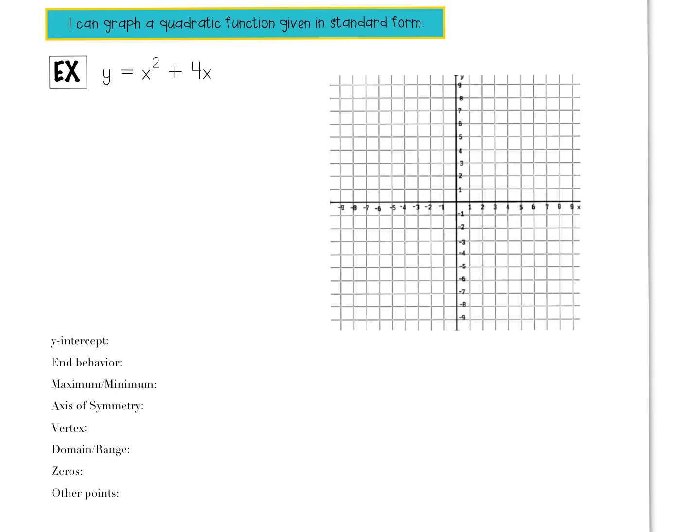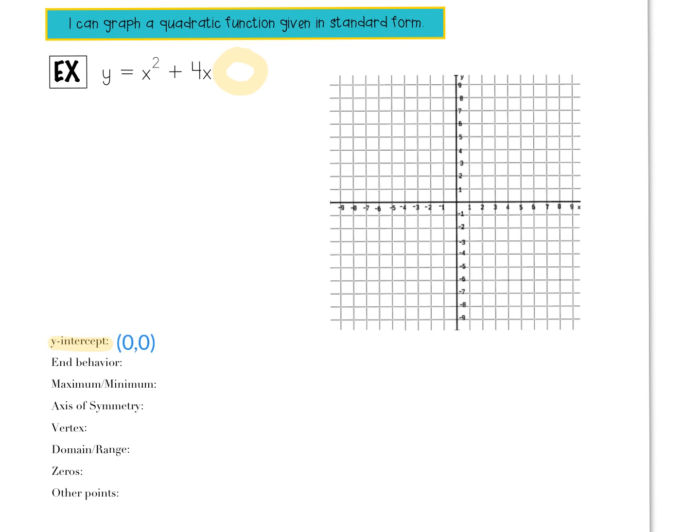All right, so I'm going to go through those mastery criteria questions in order to graph this quadratic function. So I'm given y equals x squared plus 4x. So the first thing I'm going to do is I'm going to identify all the things that I can pick out just by looking at the equation. So for instance, the y-intercept. The y-intercept is the constant that's being added or subtracted on the end. And so if there is no constant, I can say that the y-intercept is (0, 0), because there is no number. Now, if there was a 4, it would be (0, 4).